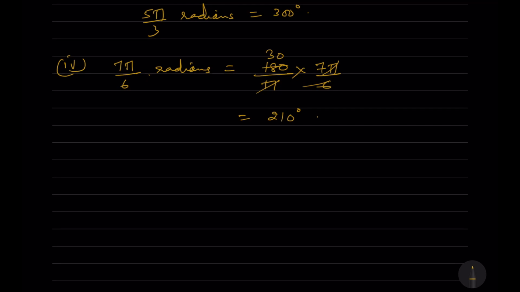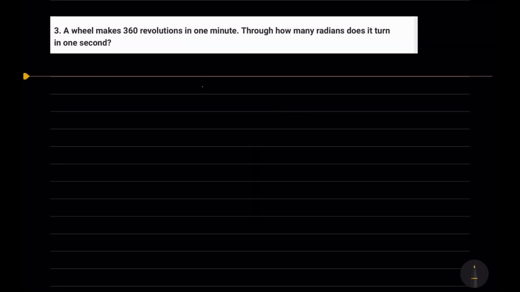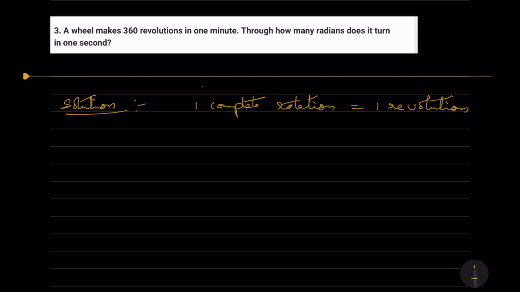Now going into the third one. What's the third question? We'll see. A wheel makes 360 revolutions in 1 minute. Through how many radians does it turn in 1 second? So now here you can see in the solution part we have one complete rotation, one revolution also you can take, which is equal to 360 degrees.